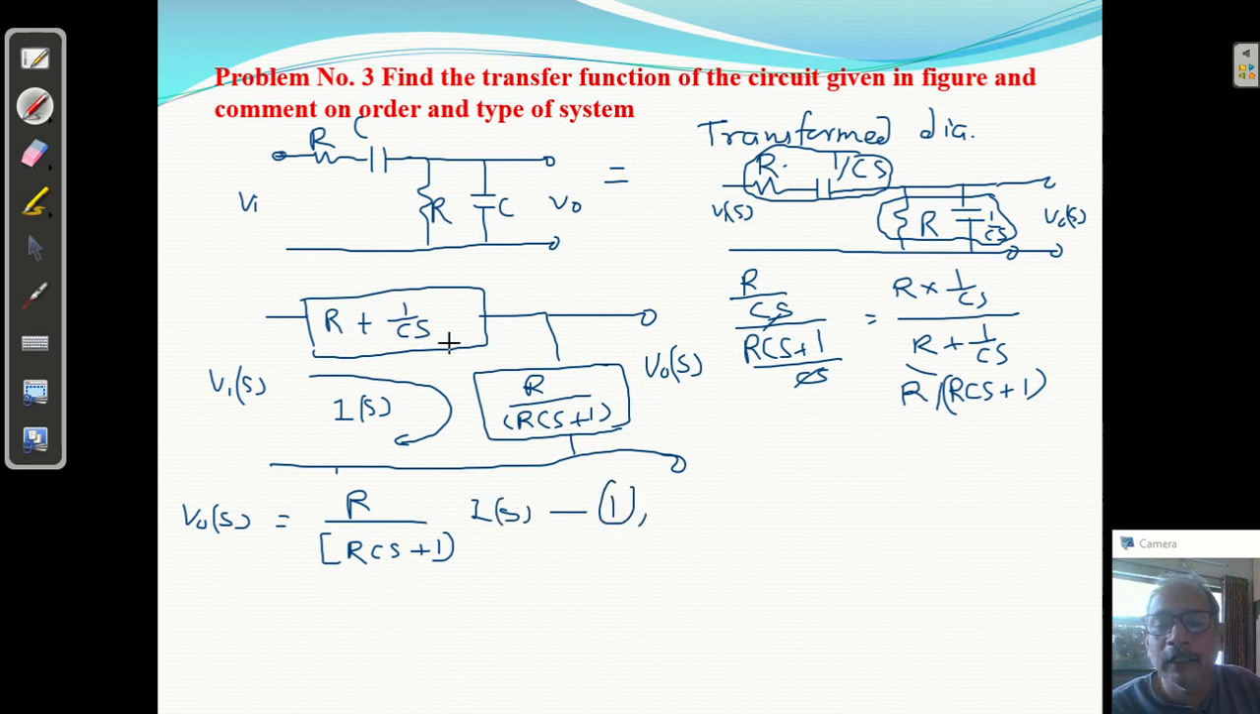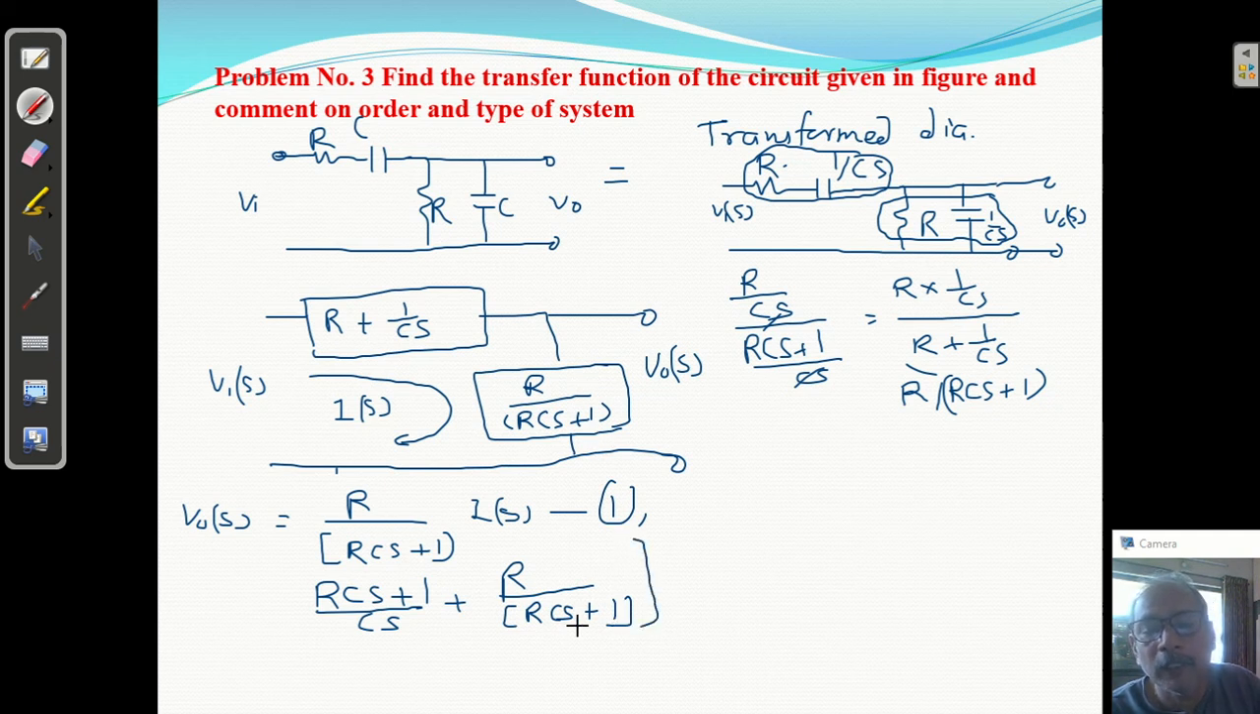If you write the KVL here, what will come? This RCS plus 1 upon CS. Clear? What will come here? Its simplification after LCM, R into CS plus 1 upon CS. So R into CS plus 1 upon CS, and current is flowing in this as well. Okay, so what will come here? Plus R upon RCS plus 1, R upon RCS plus 1 into I of S.